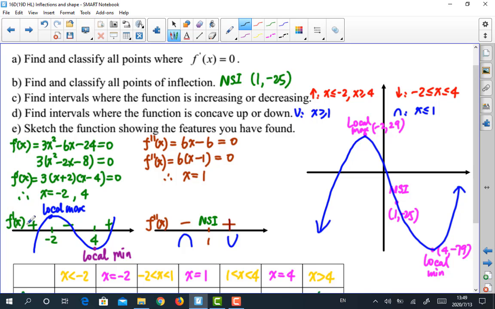So on this interval, f prime x is positive. On this interval, f prime x is negative. On this interval, f prime x is positive. So then we know the original function should be increasing on this interval, then decreasing on this interval, then increasing on this interval. Therefore, x equals negative 2 is the local maximum point. x equals 4 is the local minimum point.